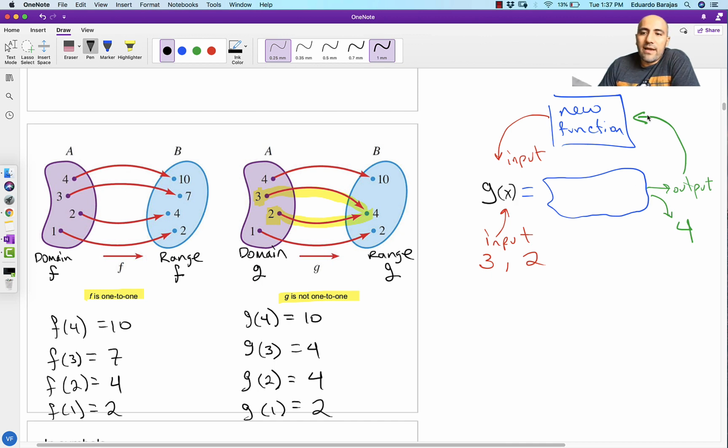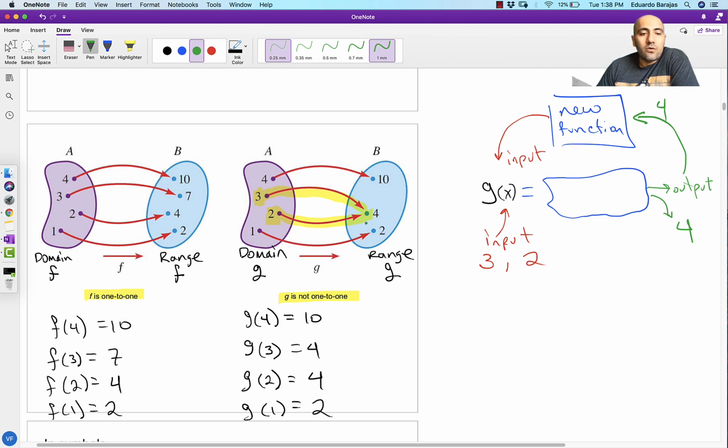But then when we want to go backwards, we take that output, this 4, and plug it into this new function. It should undo that. But then where would it go? Would it go to the 3 or would it go to the 2? It's ambiguous. So the reverse is no longer going to be a function whenever we have that situation. So this right here is what ruins it. This g function cannot qualify as a function that can have an inverse function because of this very thing right here.